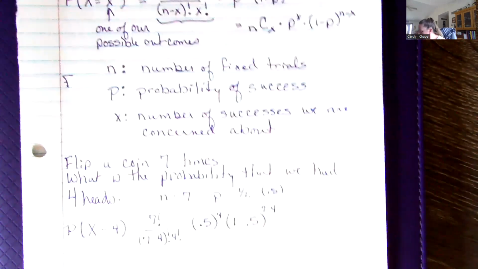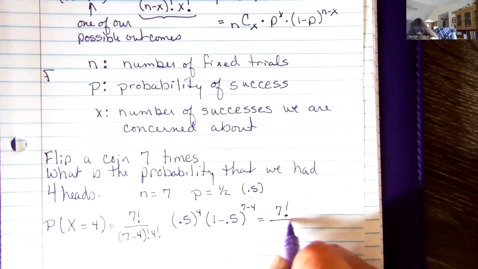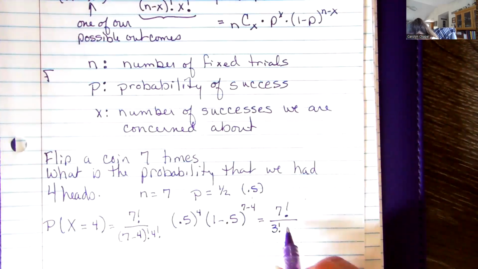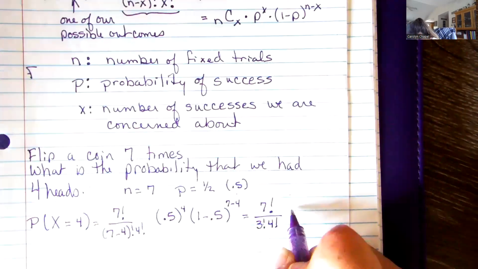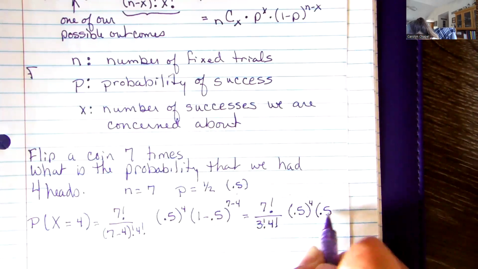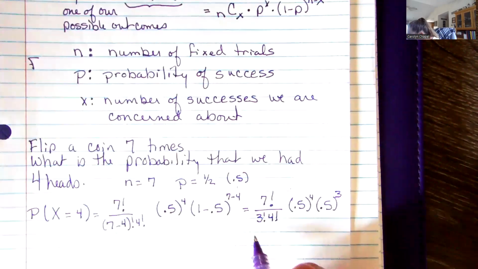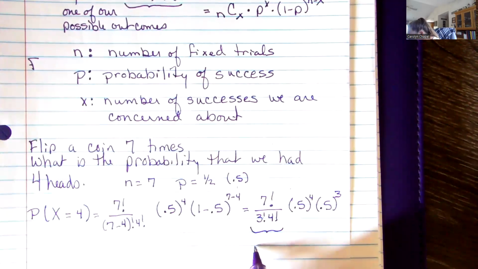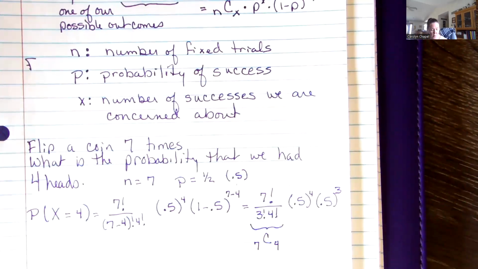I'm going to clean this up a little bit. 7 factorial over 3 factorial times 4 factorial. These are multiplied down here. 0.5 to the 4th, and we'll also have a 0.5 to the 3rd. Okay. For those of you that want to use the buttons on your calculator, this is 7C4. So 7 combination 4.